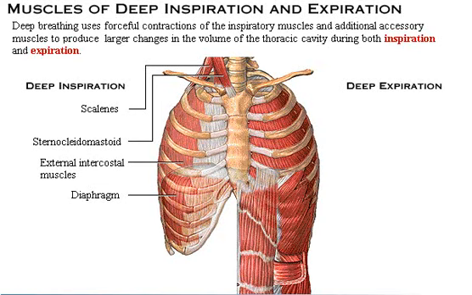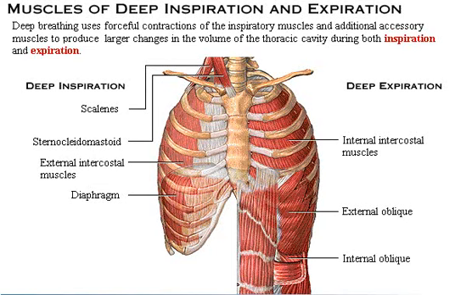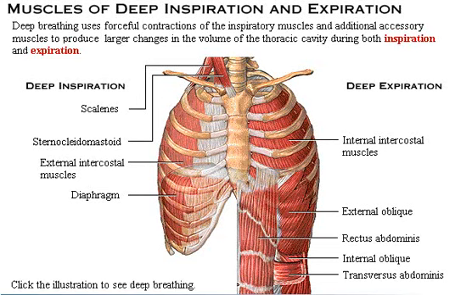Deep or forceful expiration is an active process. The internal intercostal muscles depress the rib cage, and the external oblique, internal oblique, transversus abdominis, and rectus abdominis muscles compress the abdominal organs, forcing them superiorly against the diaphragm. These actions can dramatically decrease the volume and further increase the pressure within the thoracic cavity, producing forceful expiration. Click the illustration to see deep breathing. Contracting muscles are highlighted in blue.